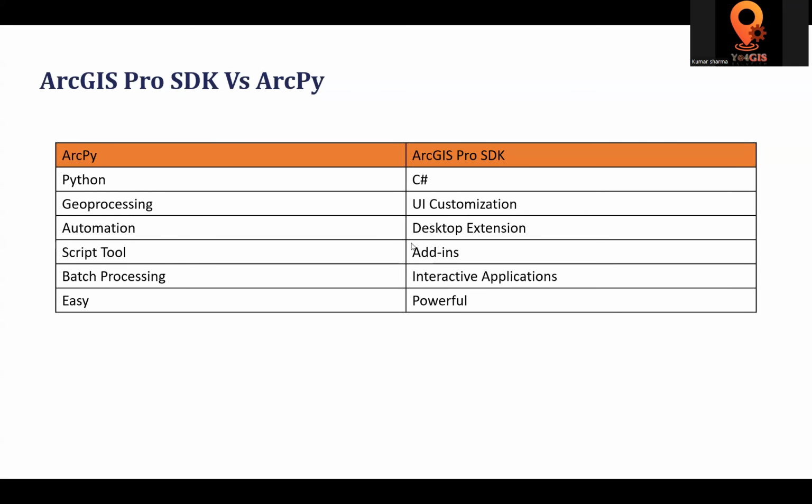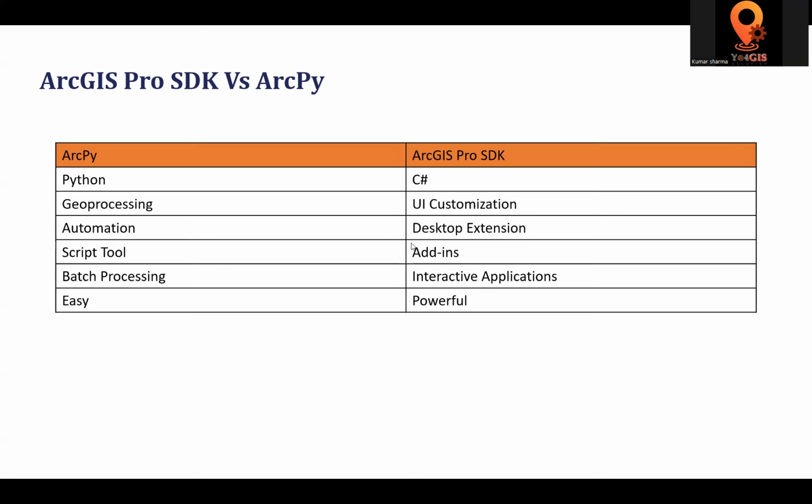We can develop geoprocessing using ArcPy. We can develop UI customization in ArcGIS Pro. We can write automation scripts using ArcPy. We can develop a beautiful form, a dock pane, a button. These things we can develop using the .NET SDK. Here you can develop a script tool using the ArcGIS Pro .NET SDK. We can develop add-ins.